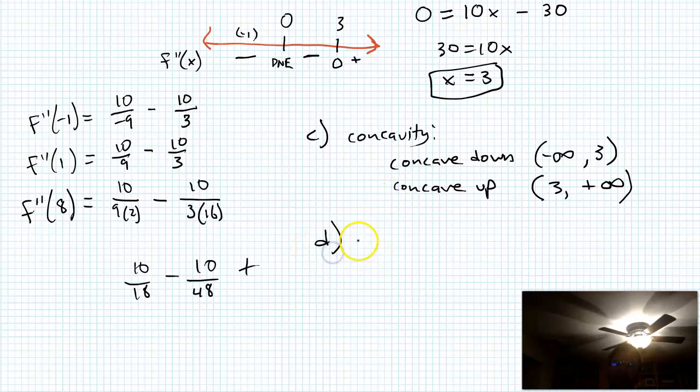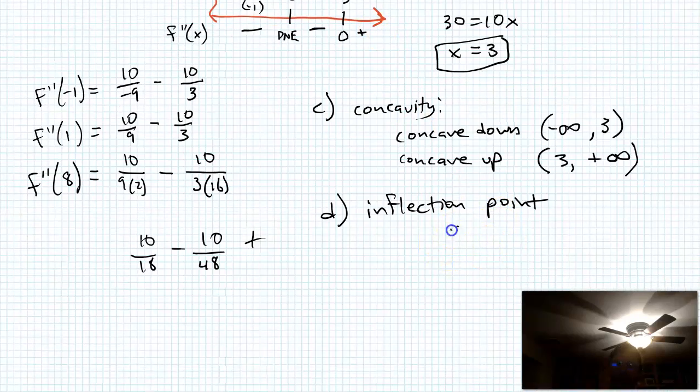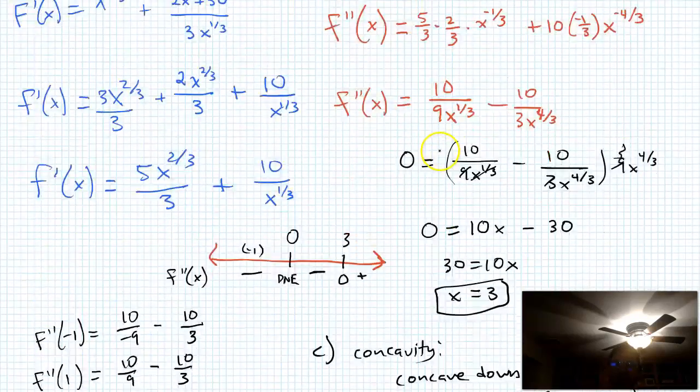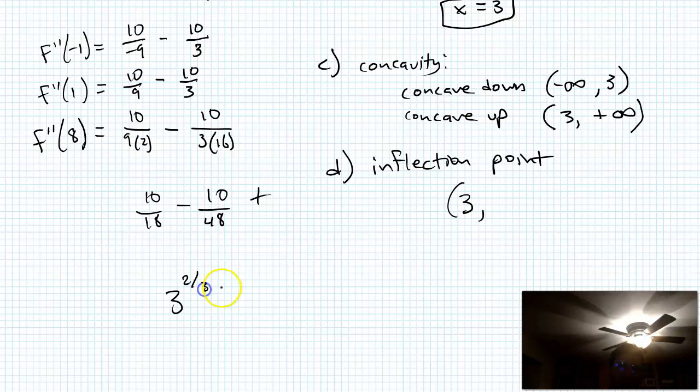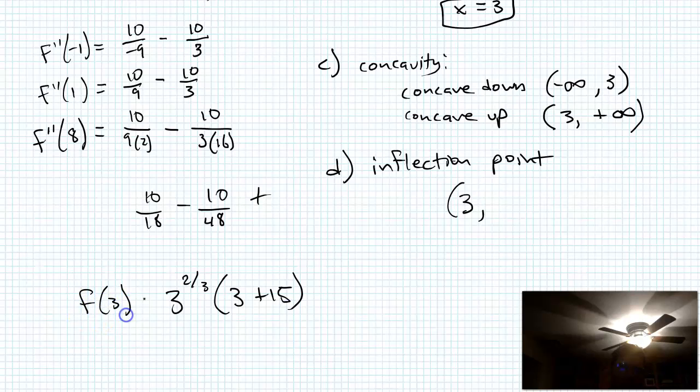And then D becomes quite straightforward. We have an inflection point now when it changes concavity. So it's at 3, and let's find the output. So all the way back to my original function. I think I've got it memorized by now. 3 to the 2/3 times 3 plus 15, right? That would be my original function when I put 3 in. Let me go to my calculator for this one. 3 to the 2/3 times 3 plus 15. Bam! 37.4415 or 442.